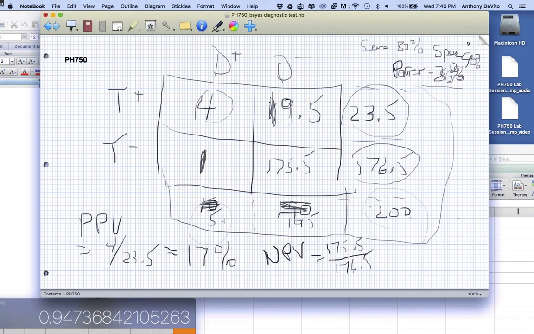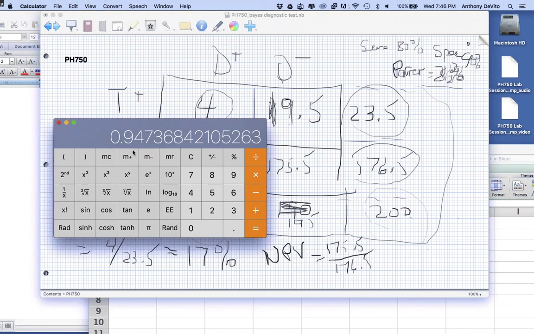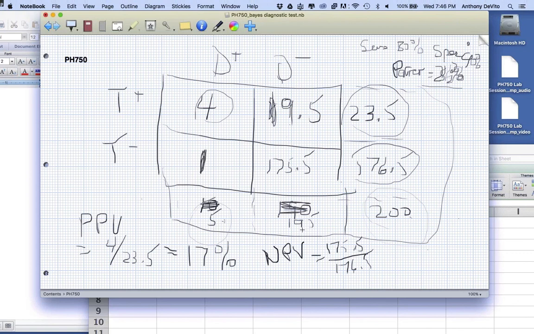Where did my calculator go? Negative predictive value in this case with a lower prevalence is going to be 175.5 divided by 176.5, which is 99.5%. Good. You guys, I glanced. I should wait for you to do it before I actually do this because you're getting done ahead of me. So really that's kind of what we're dealing with in this case.